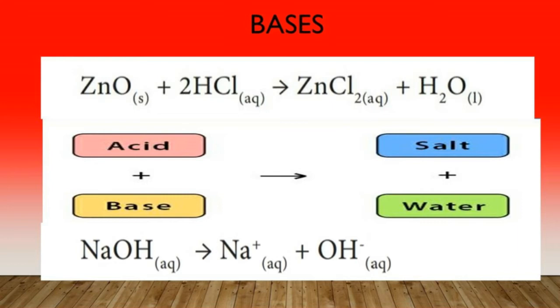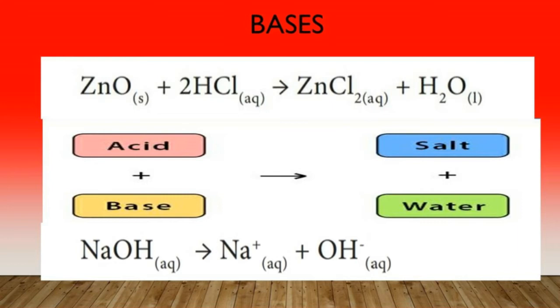Bases react with acid to give salt and water. It will give both salt as well as water. That means base plus acid gives salt plus water. For example, when zinc oxide reacts with hydrochloric acid, you get the salt zinc chloride and water.